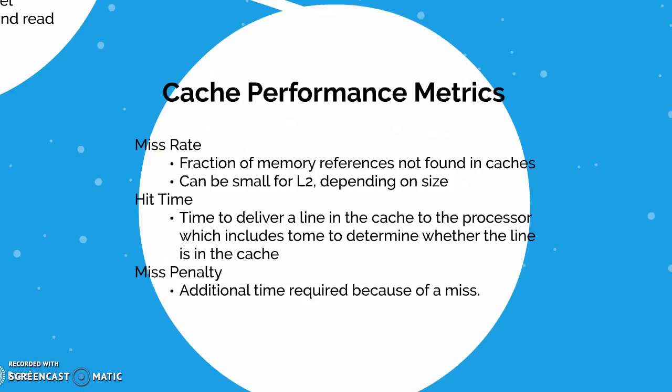The cache has 3 different performance metrics. The first is the miss rate. The miss rate is the fraction of memory references where the data is not found in the cache. These can be very small for L2, and it depends on their size. The hit time is the time it takes to deliver a line in the cache to the processor, which includes the time to determine whether the line is in the cache. The last is the miss penalty, which is the additional time it requires because of a miss.